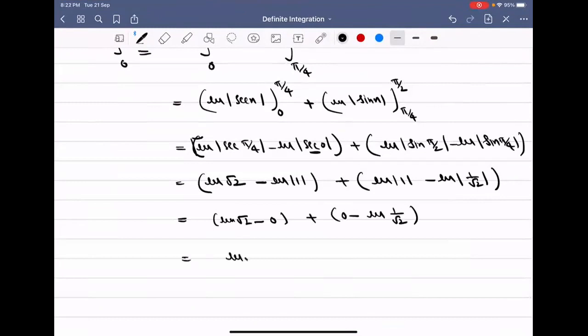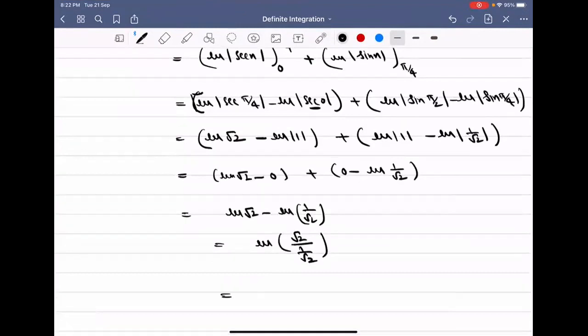Therefore, eventually what you get is ln root 2 minus ln of 1 by root 2. Since ln a minus ln b is ln of a by b, that is ln of root 2 by 1 by root 2, which equals ln of root 2 into root 2, that is ln 2. So this is the final answer.